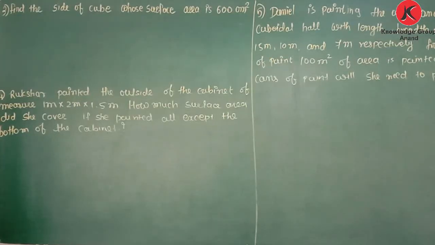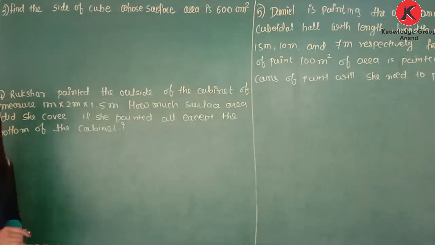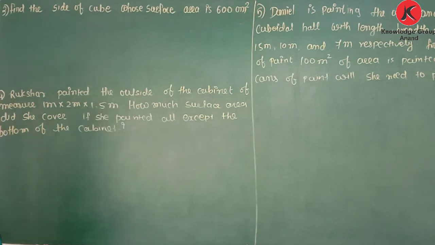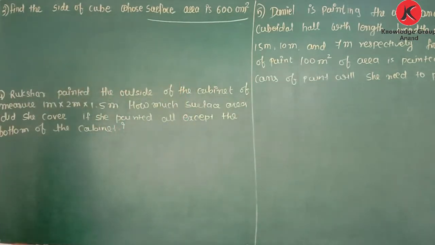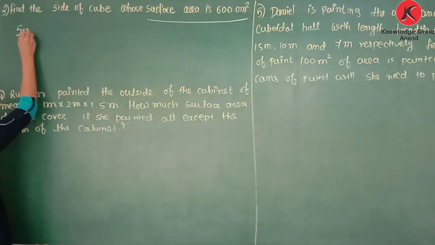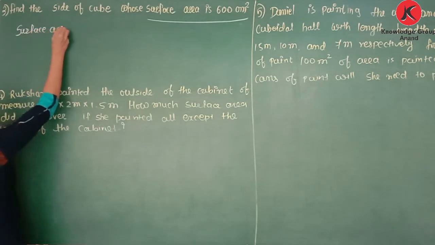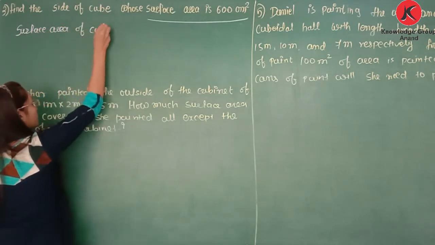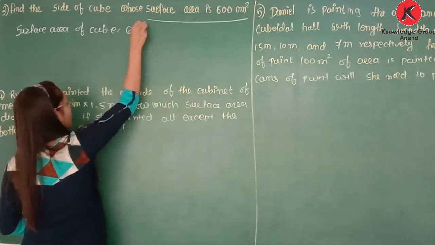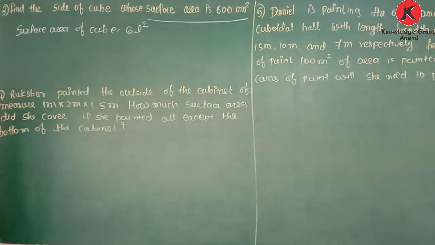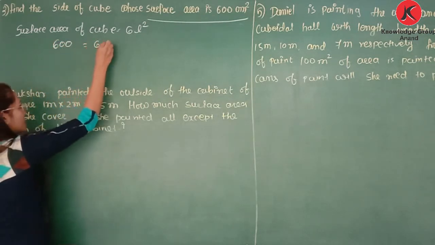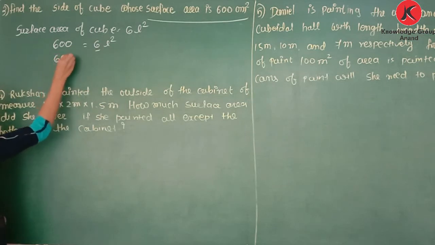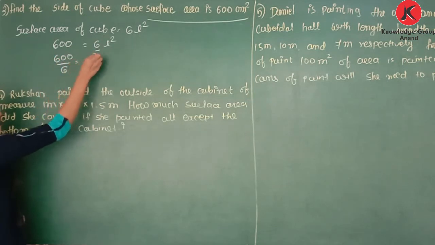Now next example. Find the side of a cube with surface area 600 centimeters square. This kind of question can be asked for MCQ. So here the surface area of a cube is given and you need to find the side. So what is the equation for the surface area of a cube? Surface area of cube equation is 6L square. But here in the question we need to find the side and surface area is given. So here we need to write 600 equals 6L square. Now take 6 in a divide. 600 divided by 6 is equal to L square.